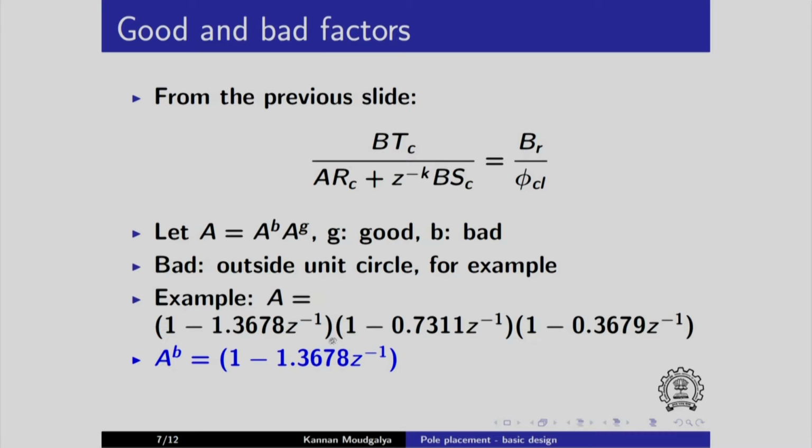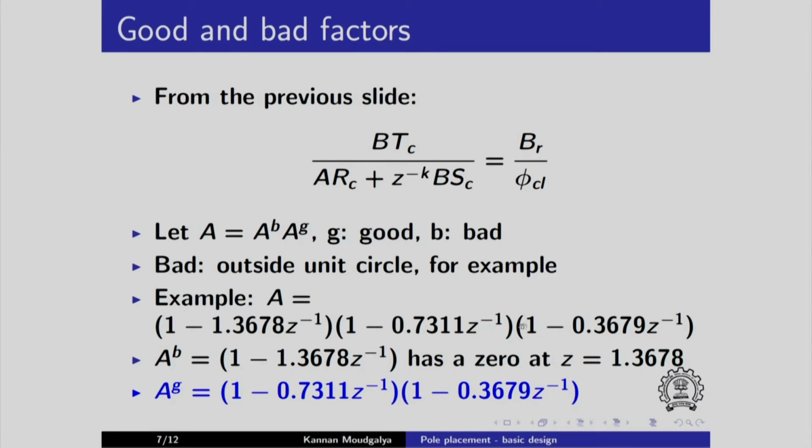So this factor will become 1 when z is equal to 1.3678. In other words, we say that this factor AB has a 0 at 1.3678. In fact, from now on, whenever you see a factor like this, you should immediately see this to be the 0 of this term. So the 0 of this term is 0.7311. For the third term, it is 0.3679. We call it AB because it has a 0 outside the unit circle.